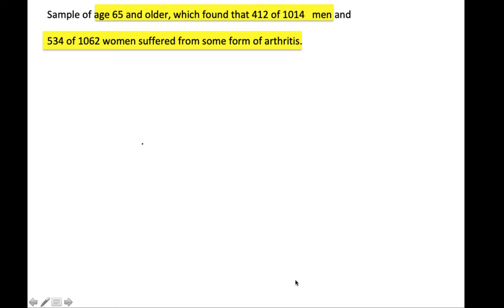We have data that out of 1,014 men, 412 reported having arthritis. In a sample of 1,062 women, 534 reported having arthritis. So success in this case, ironically enough, is having arthritis. We're going to use that when we input information into StatCrunch.